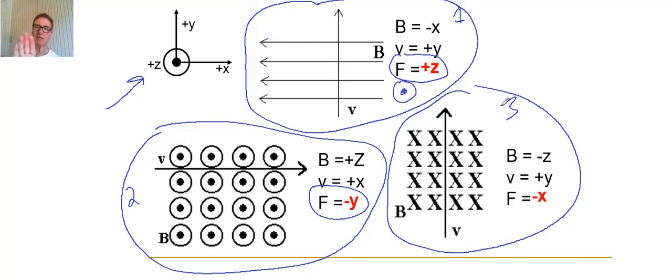Well, let's see. Velocity is going up, so my fingertips are pointing up. The direction of the magnetic field is into the page, so my palm points into the page. And what's the direction of my thumb? It is pointing to the left or in the negative x direction. Okay, so we have a force in the negative x direction. All right, so that's how we use the right-hand rule number 3, to figure out directions of forces and things if we have a charge or a current that is in a magnetic field.